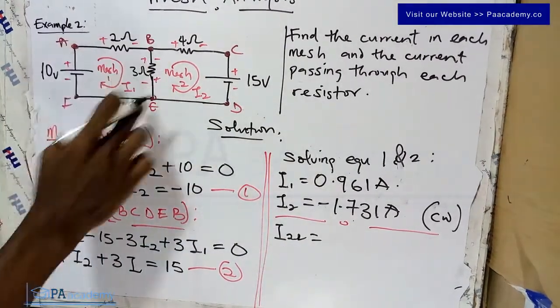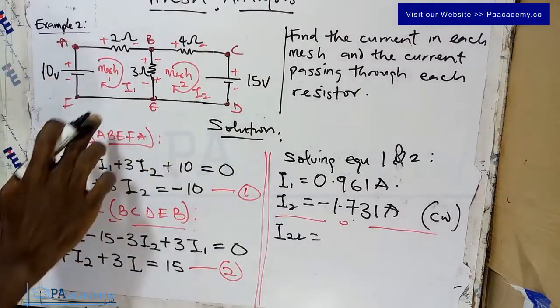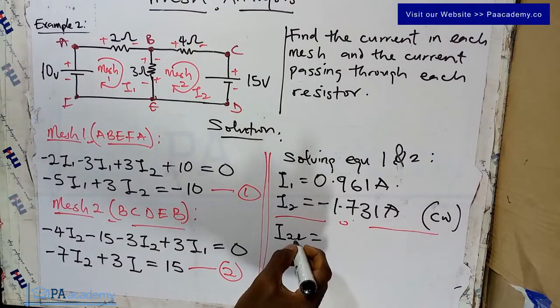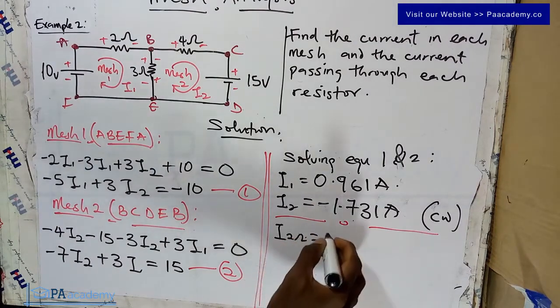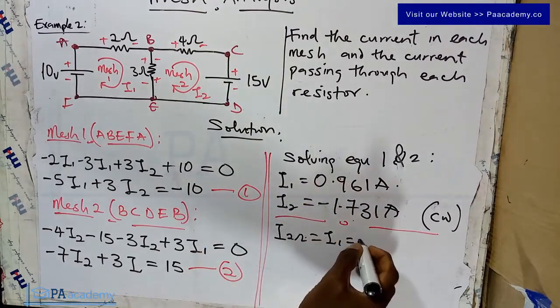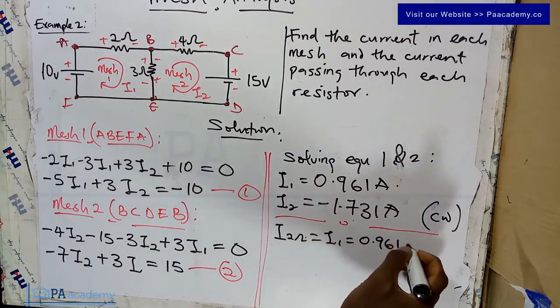If you look at this 2 ohm resistor, the current flowing through it, just like the previous example, is I1. So the current through the 2 ohm resistor is I1, and that is the value of our I1, which we have gotten to be 0.961 amperes.